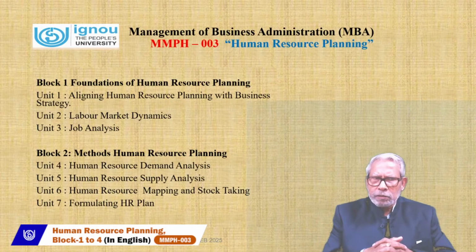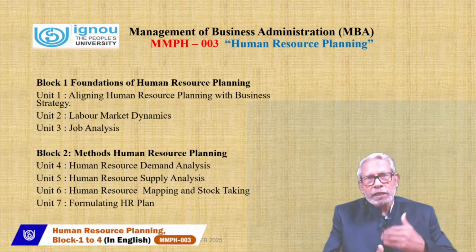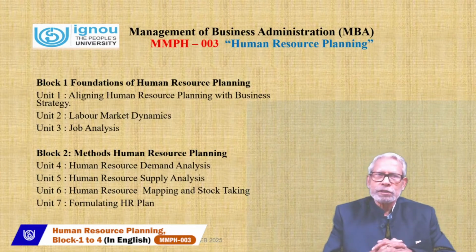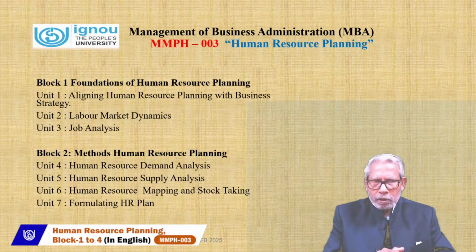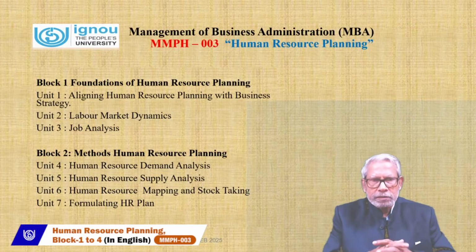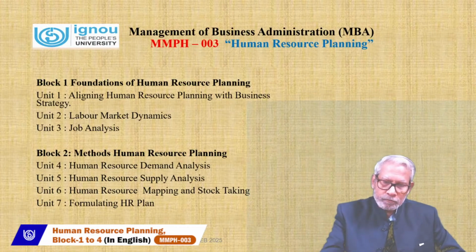Block 2 is the methods of human resource planning. Here all are different types of methods and approaches: demand analysis, supply analysis, mapping of stock taking, and formulating the HR plans. So all the units are important, and most of the short questions are here. What is demand analysis? What is supply analysis? You may come across this type of question, and also how to formulate the HR plan.